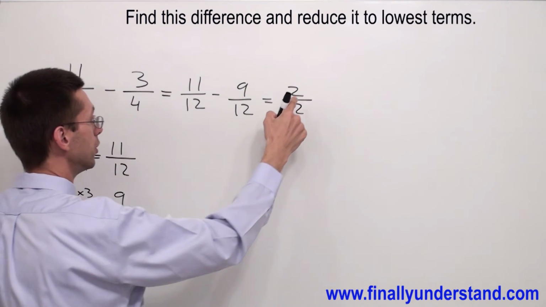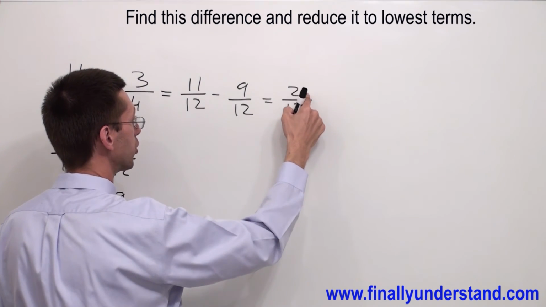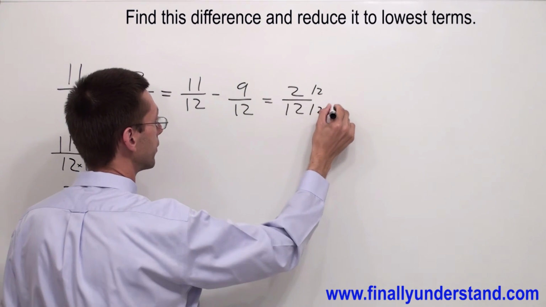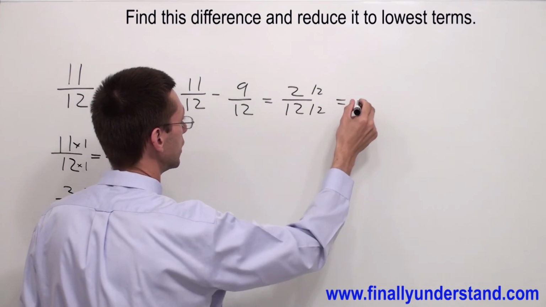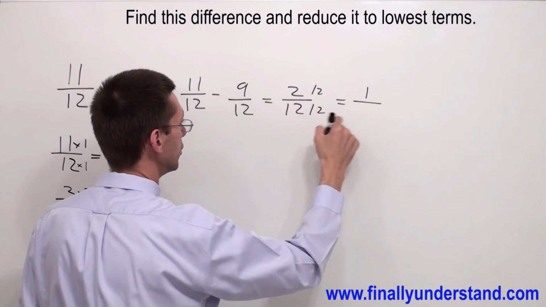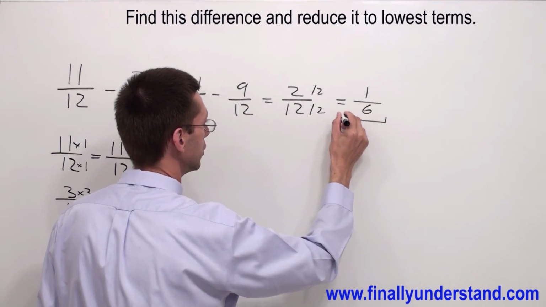Please notice that 2 and 12, both of these numbers are divisible by 2. That's why I'm going to reduce this fraction by 2. 2 divided by 2 is 1. 12 divided by 2 is 6. This is the solution to my problem.